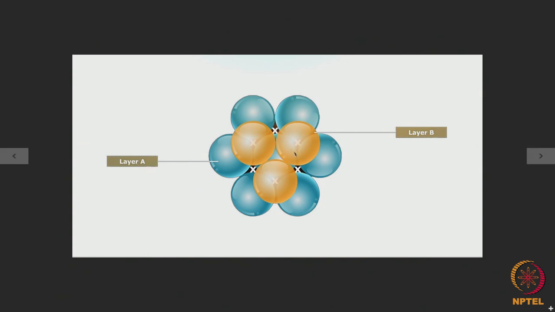So, once you fill up this position and this position and go on adding more and more atoms in that layer, you can build up a second layer. Once we do that, this second layer we can call the layer B. So, the blue colored atoms at the bottom form the layer A and these form the layer B.